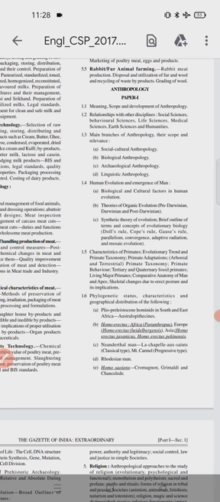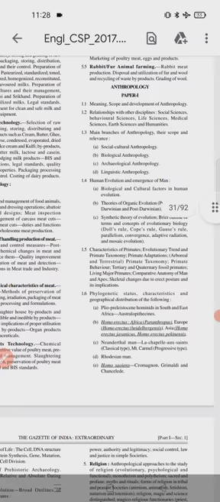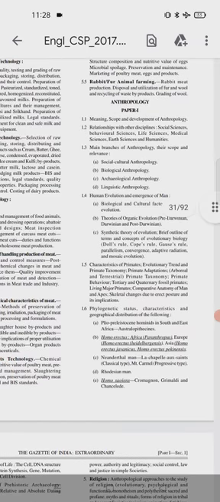Without knowing the meaning, scope, and development of anthropology, you will not be able to understand its relationship with other disciplines. And these relationships are directly related to the branches of anthropology. So the relationship of anthropology with social science is directly related to social cultural anthropology. Or medical science is directly related to biological anthropology.